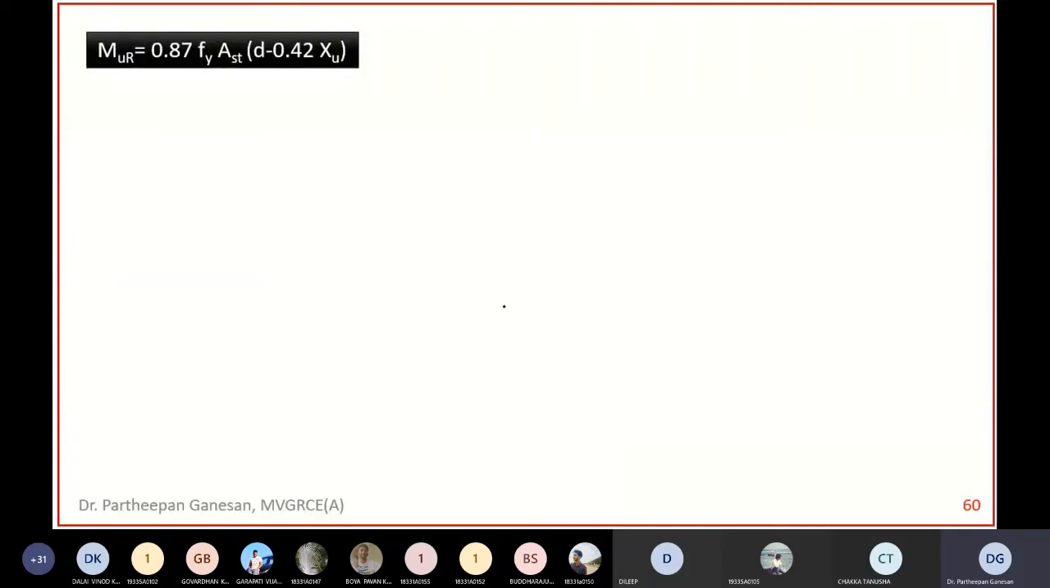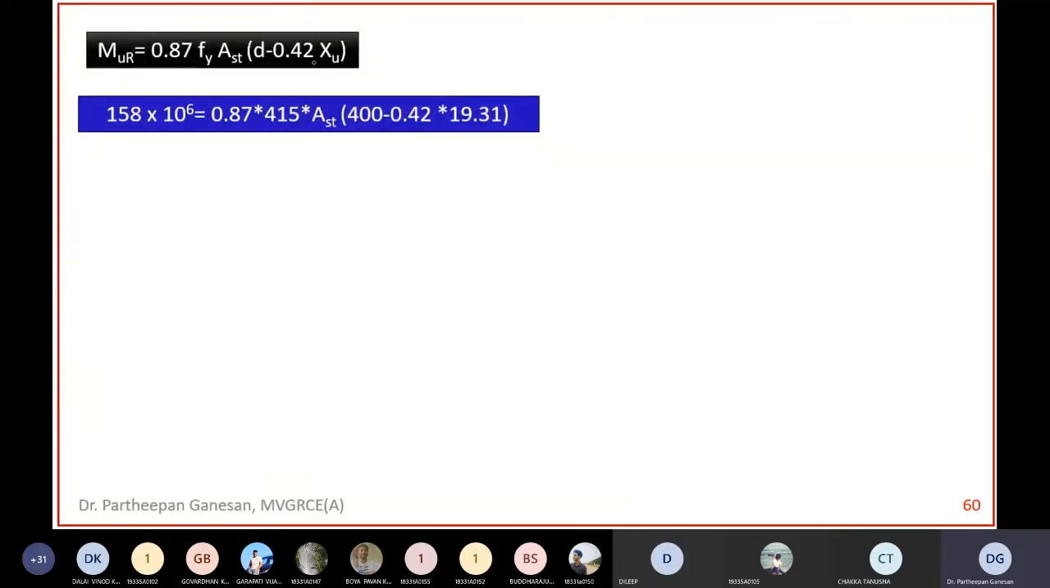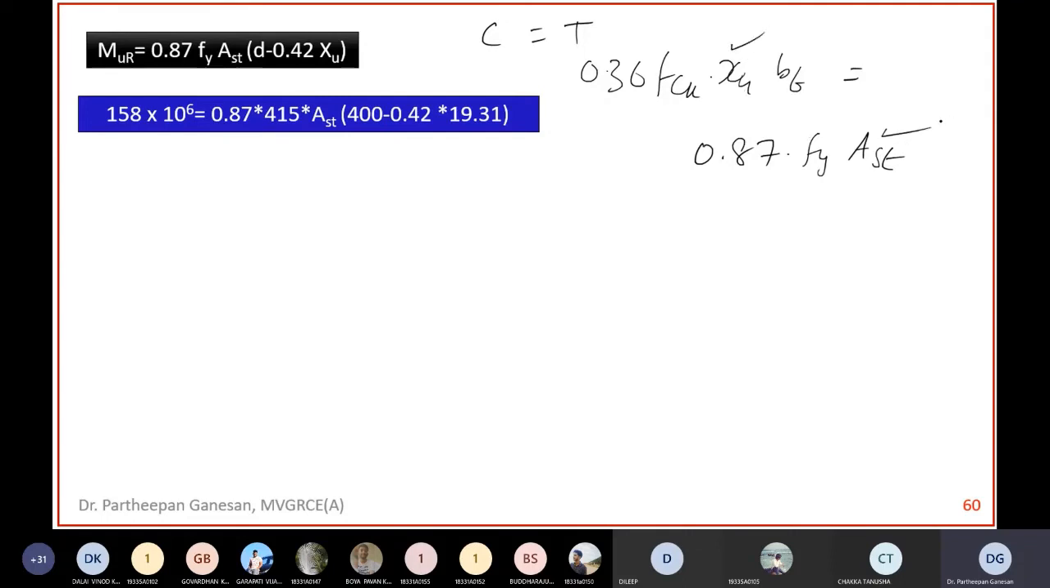So next, Mu = 0.87 fy Ast (d − ...). Either you use this equation to find out Ast, or you use C = T, that is 0.36 fck xu bf = 0.87 fy into Ast. So xu you just now found out, bf and everything is known, you can find out Ast. Or if you use this equation also, you can easily find out Ast because xu is already found. Both will give almost the same result. So it is coming out to be 1117 millimeter square as the area of steel required.